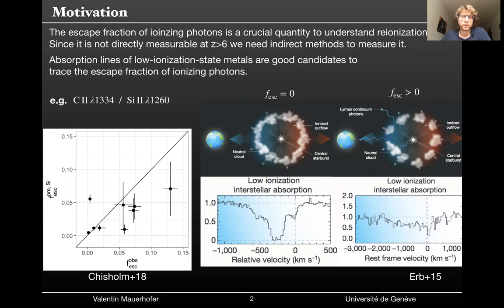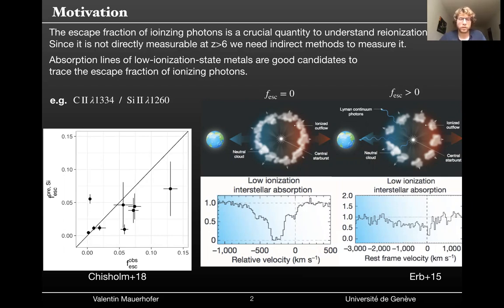The absorption lines of low ionization states like C II or Si II are good candidates because they have lines with a wavelength longer than Lyman alpha. So they are not affected by the H I, the neutral IGM. And they are low ionization states, so they live in the neutral medium like H I.